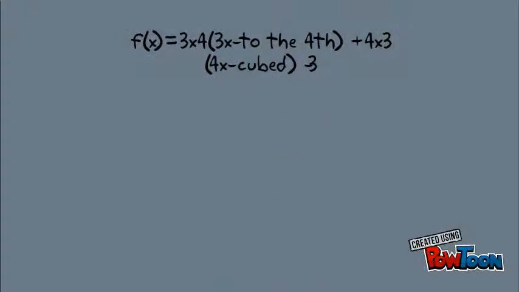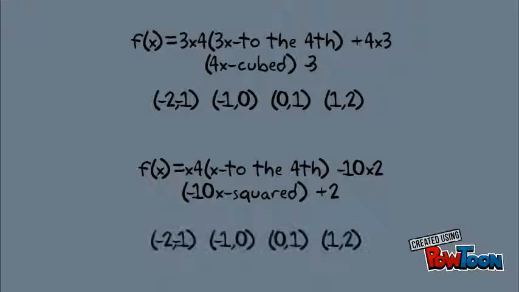Now that you have learned what the intermediate value theorem is, and you've learned how to use it, complete these two polynomials for practice. f(x) = 3x⁴ + 4x³ - 3, and f(x) = x⁴ - 10x² + 2.